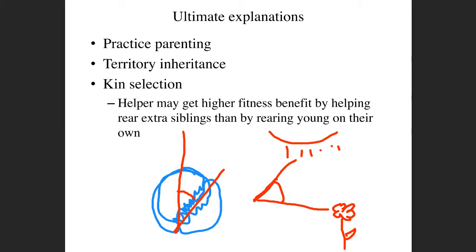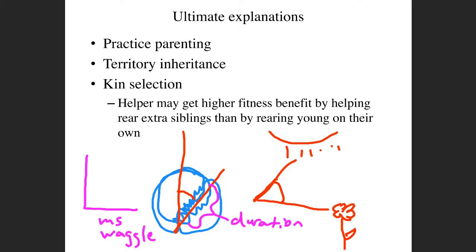The duration of this waggle is proportional to distance. So milliseconds of waggle is proportional to the distance towards the food, out to like 2,000 meters. And then finally, how long they're willing to dance is proportional to how high quality the food source is, right? So there's tons of information.